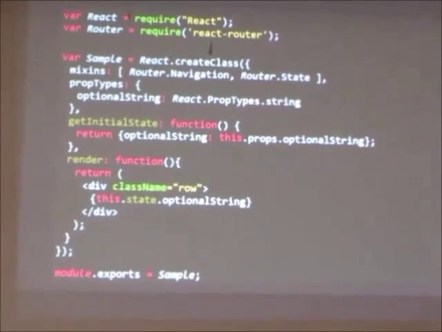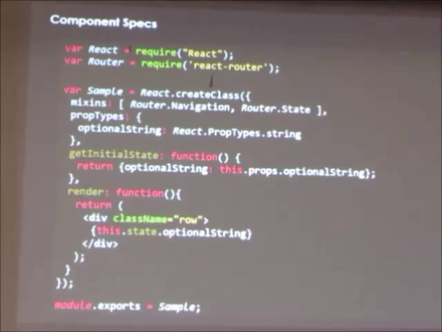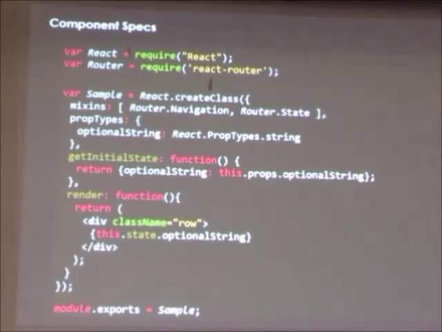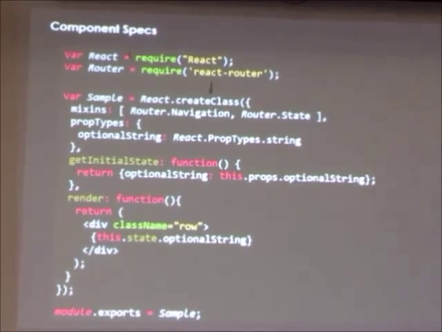So this is a basic React component. And it's using, like we talked about before, the CommonJS module with Browserify. There would be a hint error. Can you tell me why that first row would be a hint error?